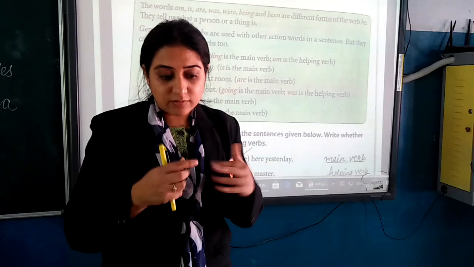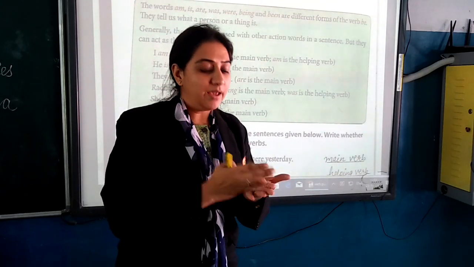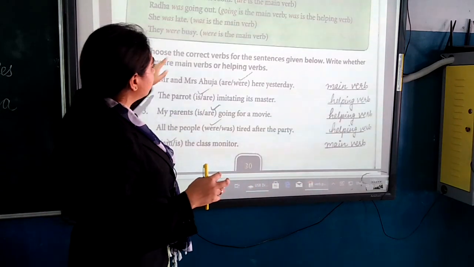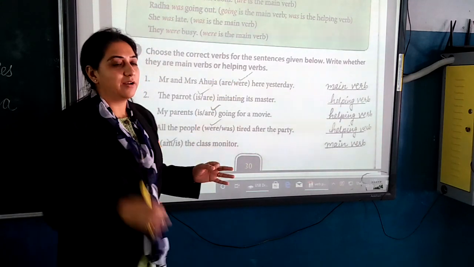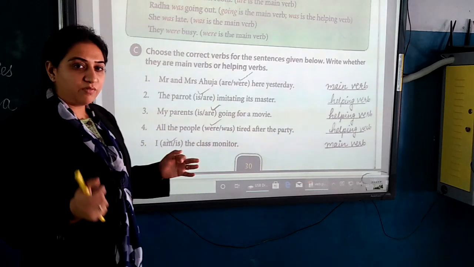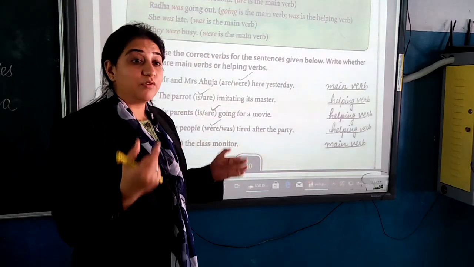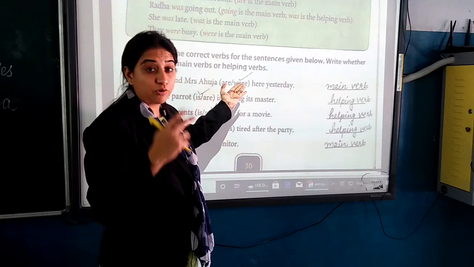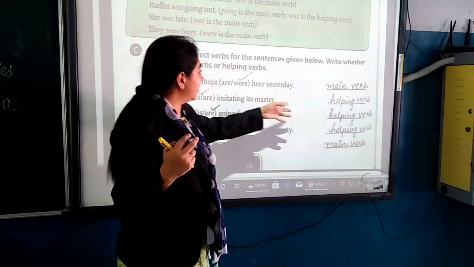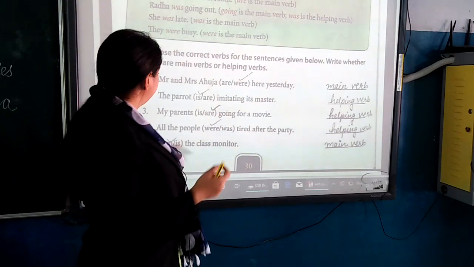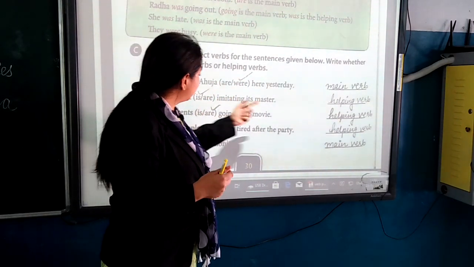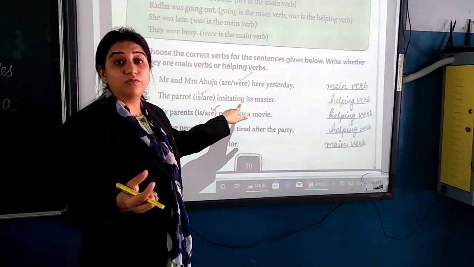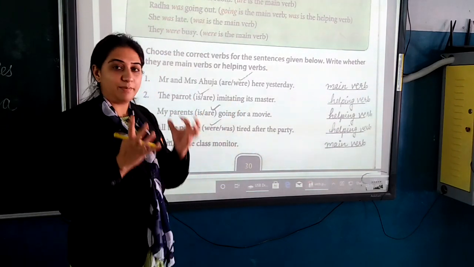So in the next exercise, we have to just make out what is the main verb and what is the helping verb. So let's try this. Choose the correct word from the sentences given below and write down what the main verbs and the helping verbs are. Main verbs show the main action, and helping words help the action. Okay. Mr. and Mrs. Ahuja were here yesterday. Of course, were, because more than two persons are there. So, were is the main verb. The parrot is imitating its master. Imitating is the actual action verb, so the main verb is imitating and is is the helping verb.